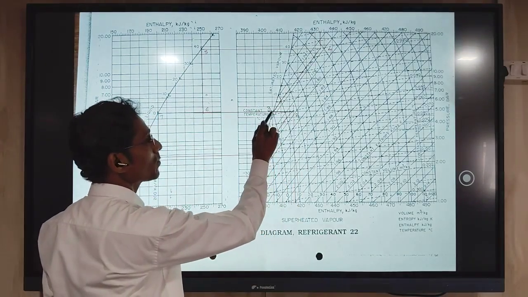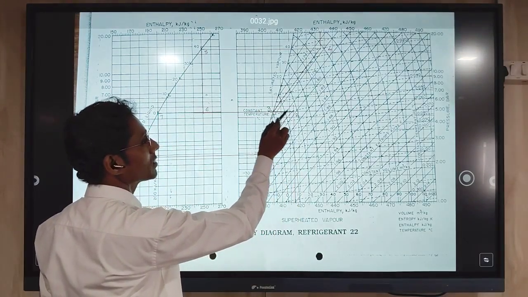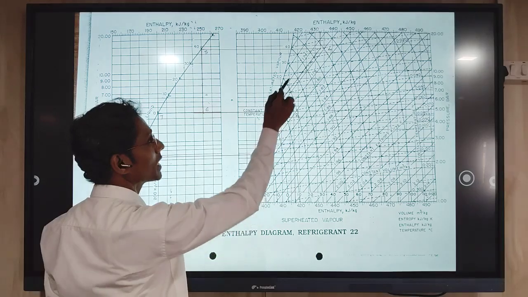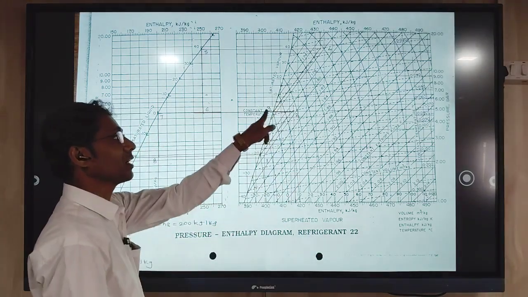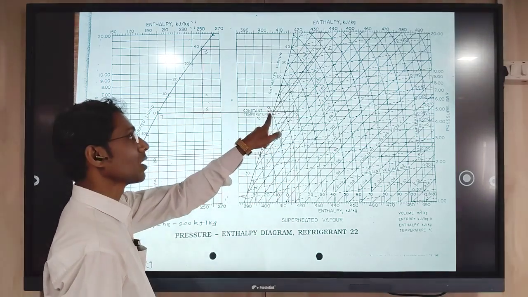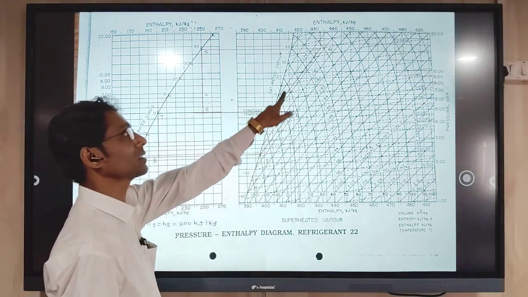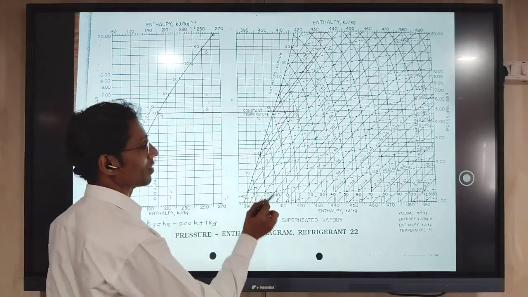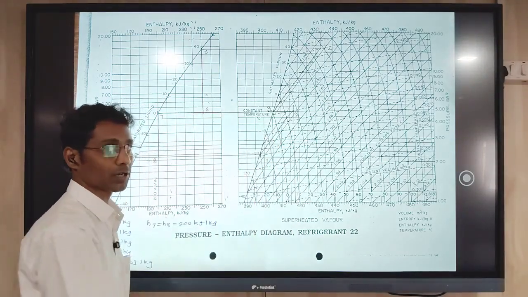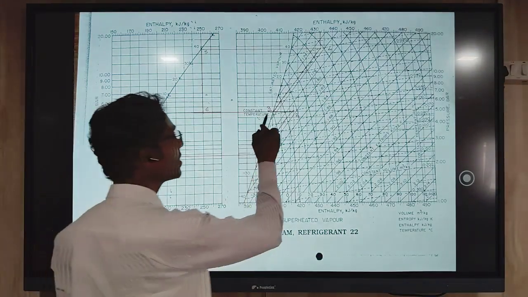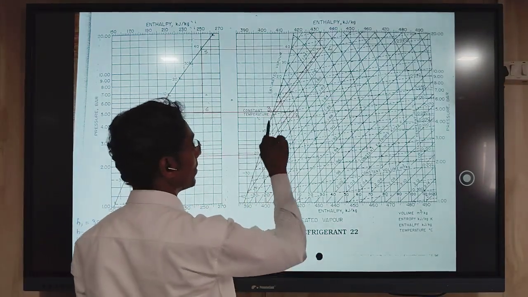Also you will find point number 3, which is the entry point of the next compressor, because as mentioned in the statement, the condition of vapor passing to both compressors is dry. So point number 1 is dry, and point number 3 is dry saturated vapor. That is why here you can locate point number 3.